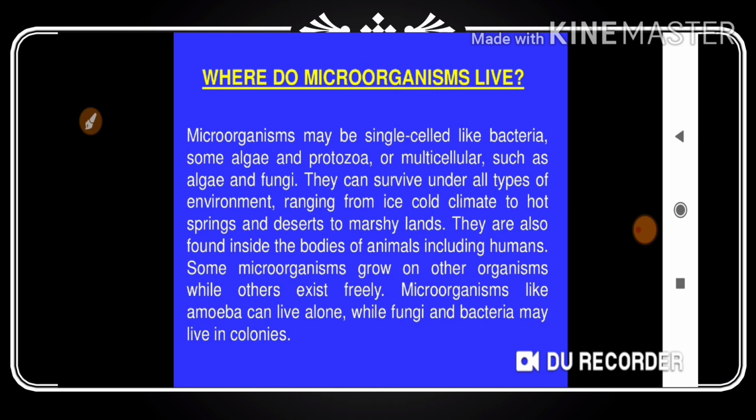Got my point? So what we need to discuss in the next class is which microorganisms are friendly and which are health hazardous. We discussed in the 7th standard that some bacteria are very helpful for us. In the same way, some microorganisms are very helpful for us, and some of them cause health hazards. That is what we need to discuss.